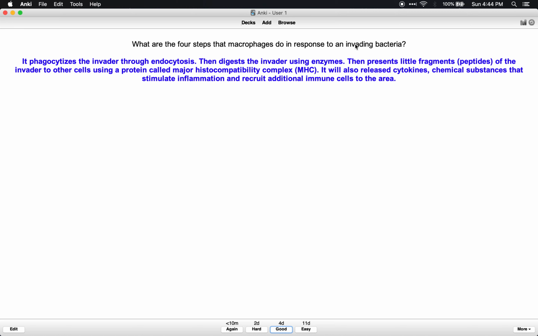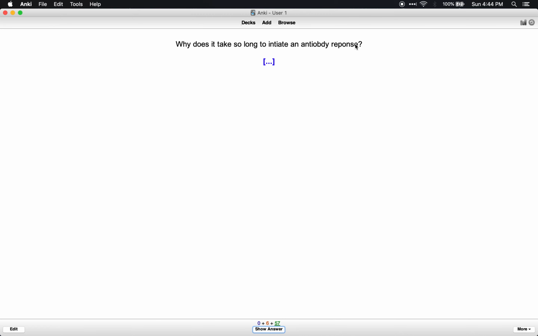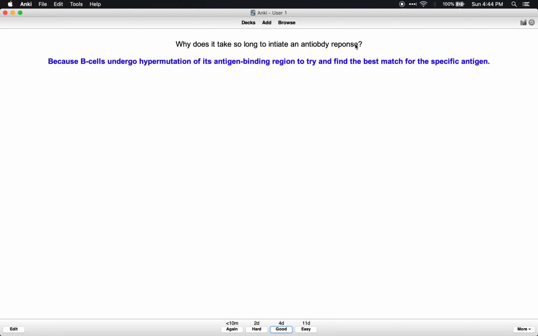Okay, so cytokines. It takes so long to initiate antibodies because the B cells have to hypermutate, or is it the antigens? No, the antibodies. Yeah, the B cells have to hypermutate to find the perfect antibody to match the antigen. B cells undergo hypermutation of their antigen binding region to find the best match for a specific antigen.